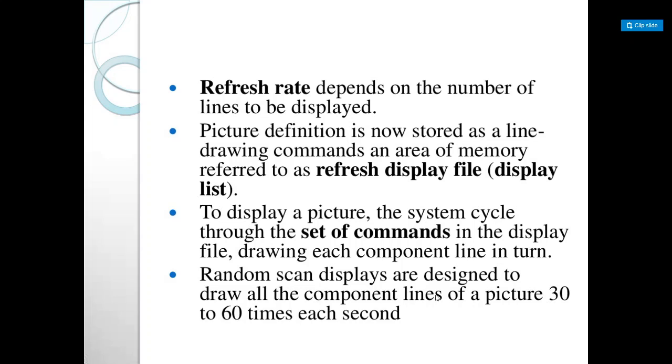To display a picture, the system cycles through the set of commands in the display file, drawing each component line in turn. In raster scan, even if there was a picture or not, you had to scan the lines, but here only where the line has to be drawn will the line be drawn. Through the set of commands, they are designed to draw all the component lines of the picture 30 to 60 times each second.